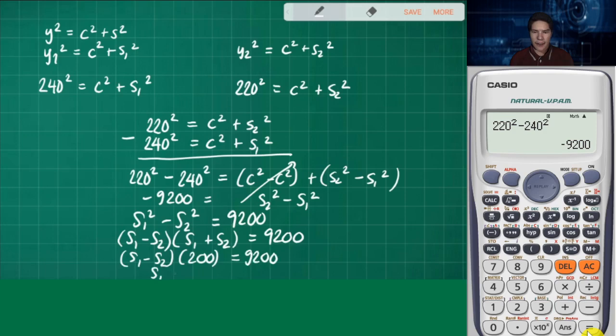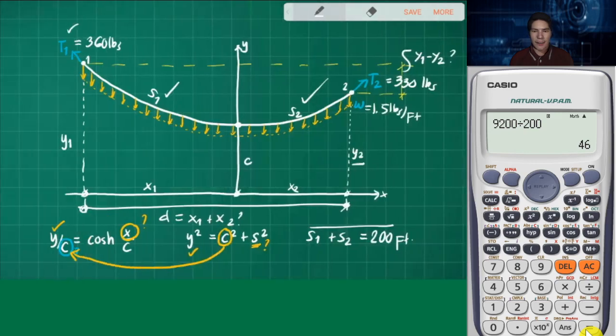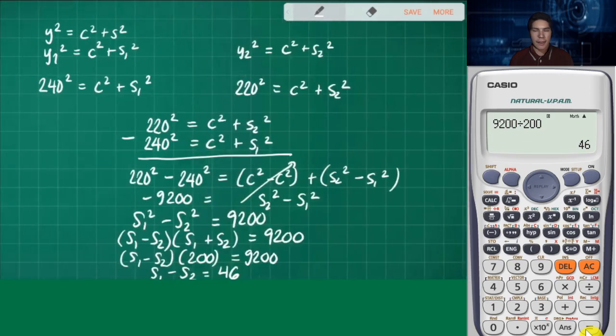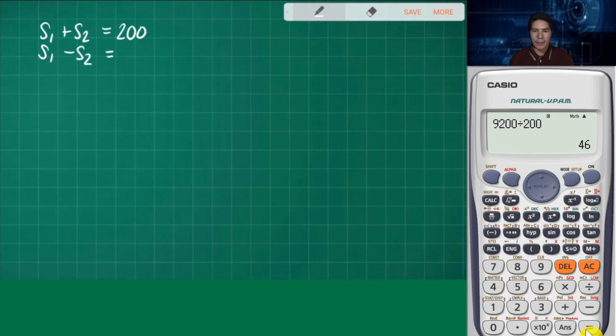So therefore we have an equation: s of 1 minus s of 2 equals 9,200 divided by 200. So that value is 46. Okay, so we take this equation again. So we take the equation again. So now we have s sub 1 plus s sub 2 equals 200 feet. And then we also have s sub 1 minus s sub 2 equals 46.